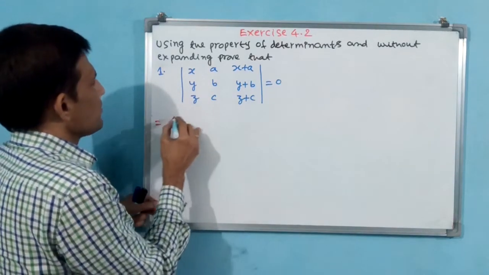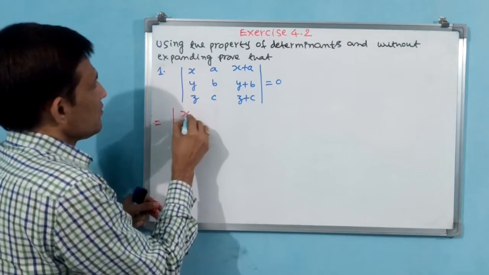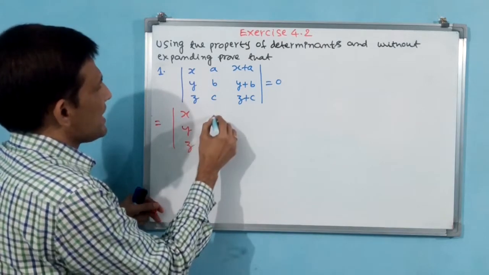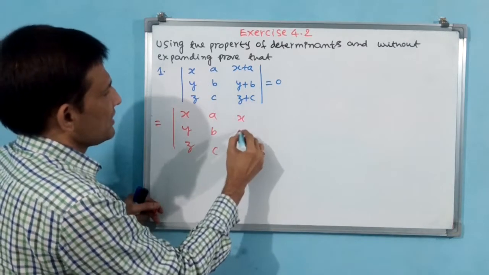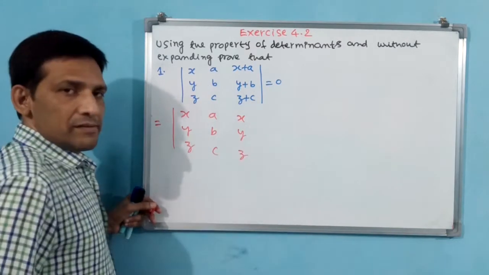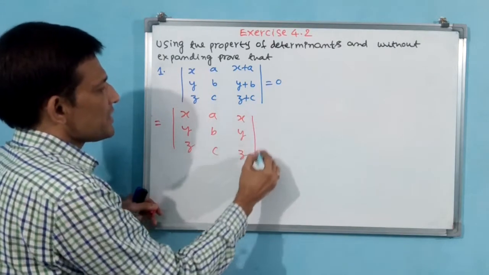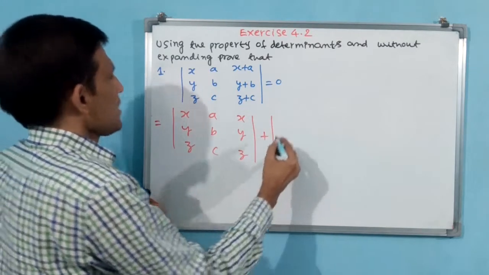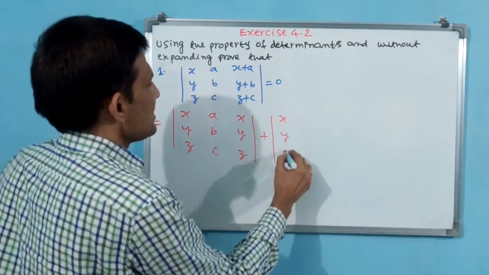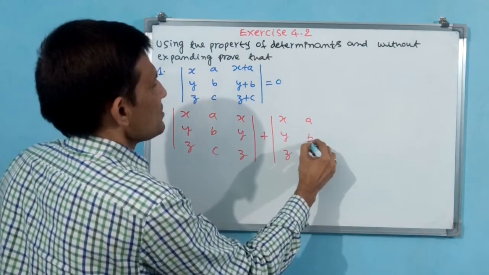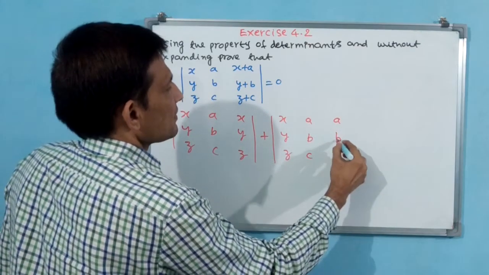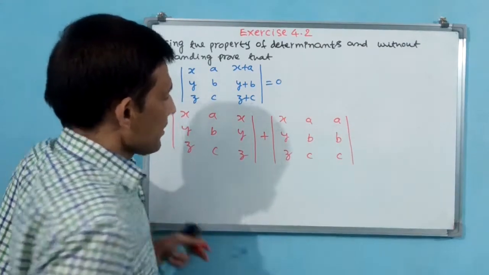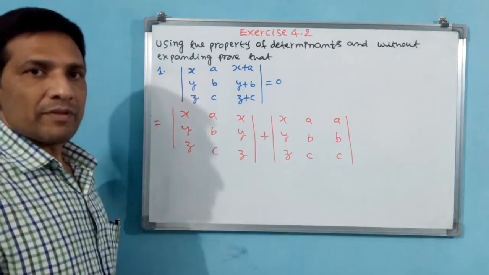Now see how I am writing. X, Y, Z will be there, A, B, C will be there, but here first I am taking X, Y, Z. Another determinant, how am I writing? Same X, Y, Z again, then A, B, C again. This time it is A, B, C again. Is it okay? Okay.